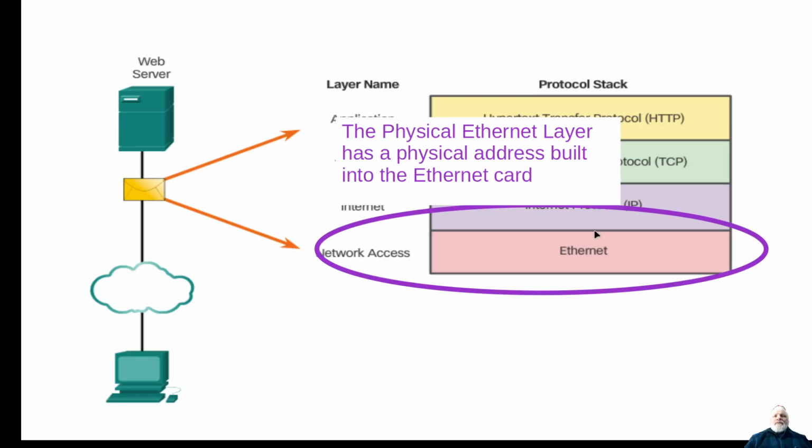All right, so this lower layer is the hardware. This is the physical way we're sending the data, whether we're sending it over copper wire, fiber optics, or wireless. So that's your physical thing, and you need a physical address for that.